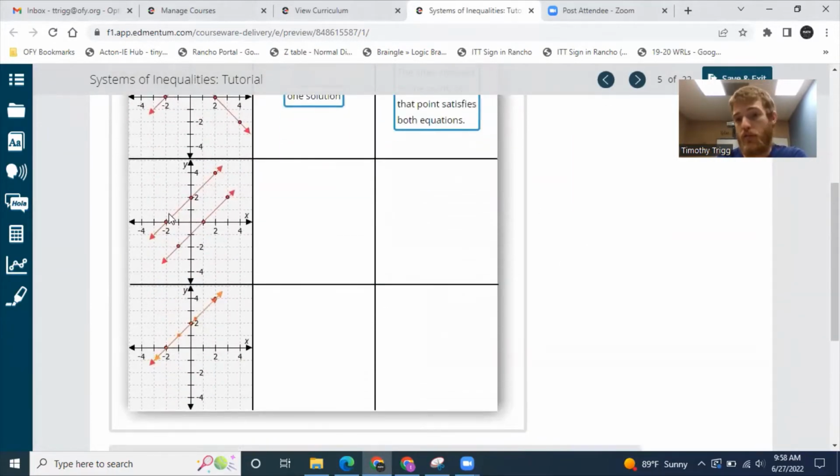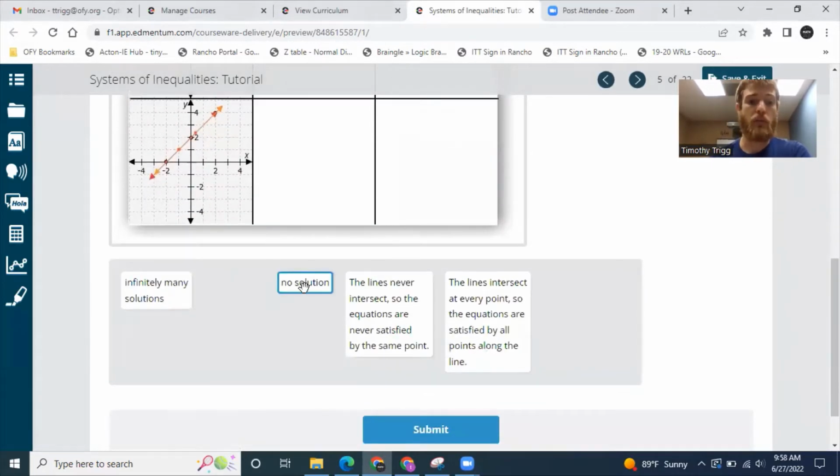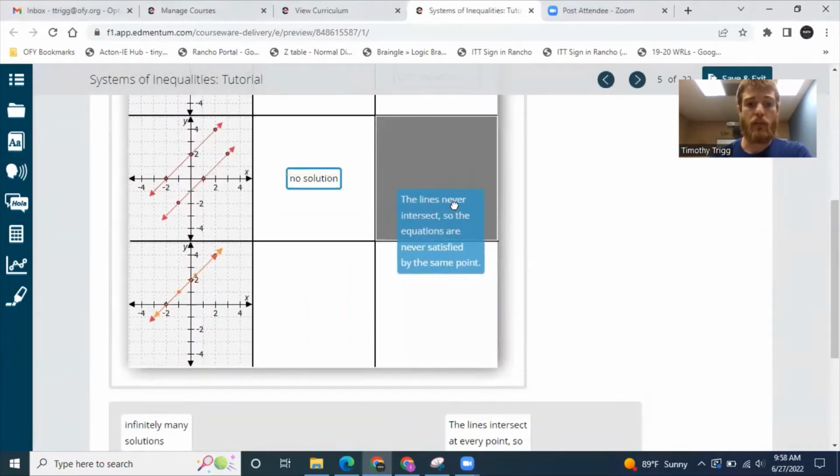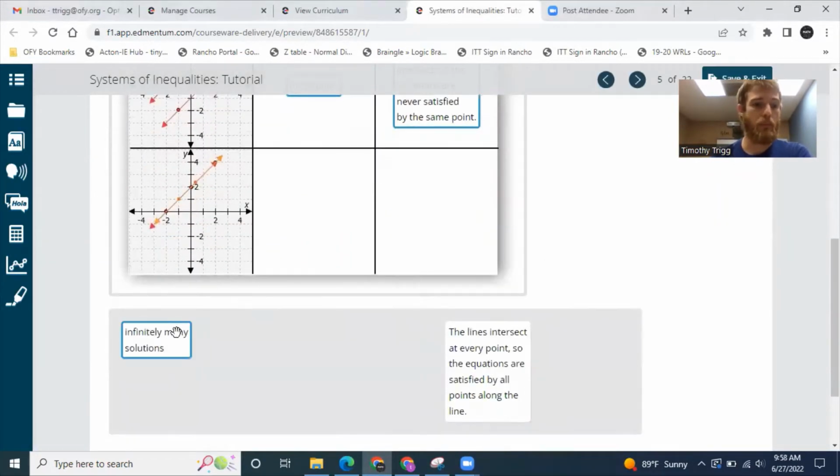You can see these two lines, they're parallel. So where do they cross? Well, they don't cross at all. So the number of solutions they have is no solution at all. And so the lines never intersect, and that's why they have no solution.